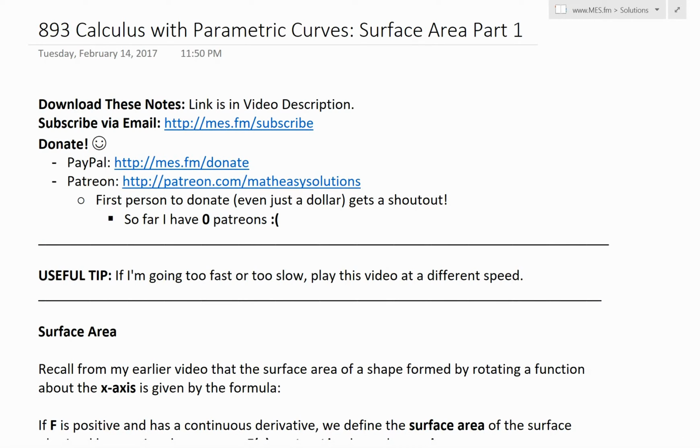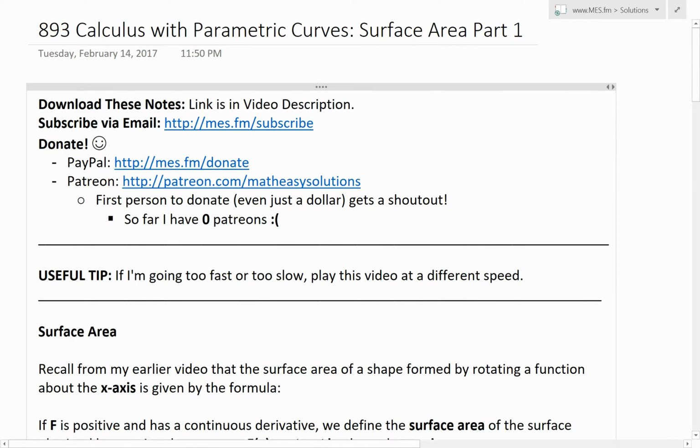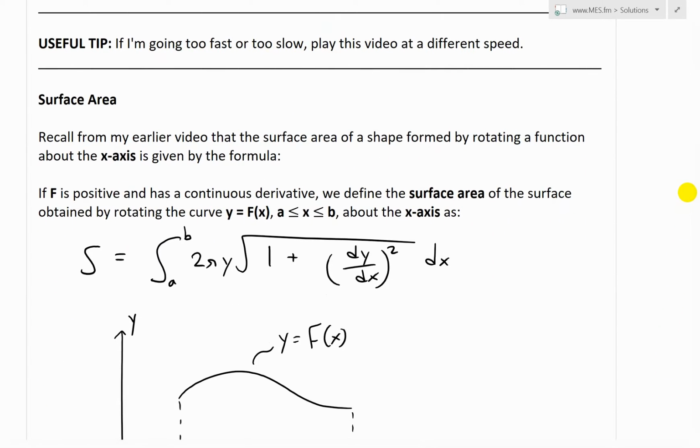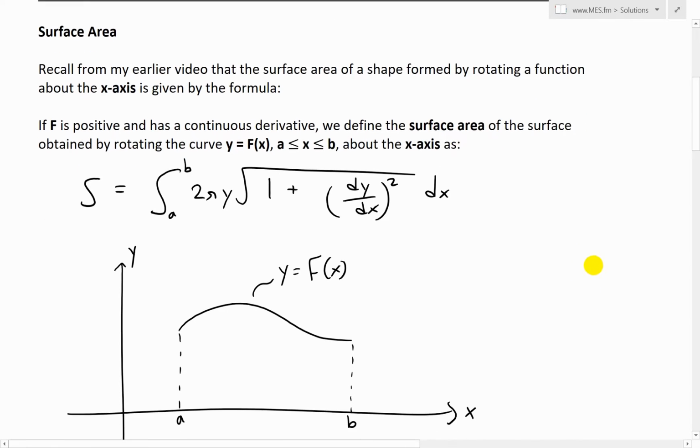Today we continue our discussion of calculus with parametric curves, and now go over surface area, and go over part one of the derivation for the formula in parametric form. So recall from my earlier video that the surface area of a shape formed by rotating a function about the x-axis is given by the formula here.